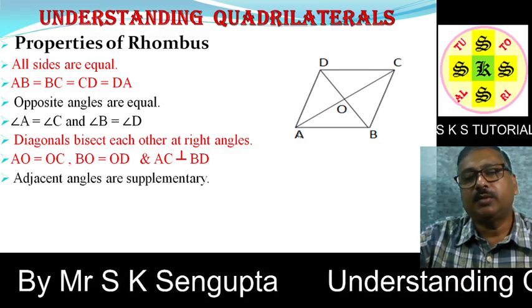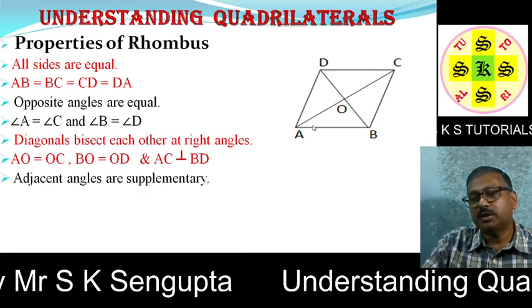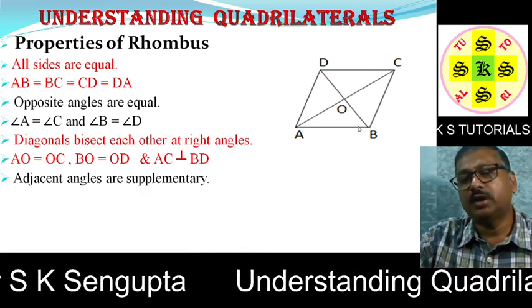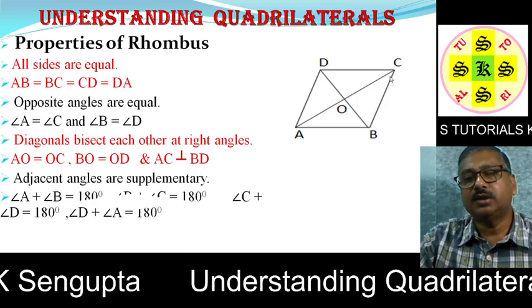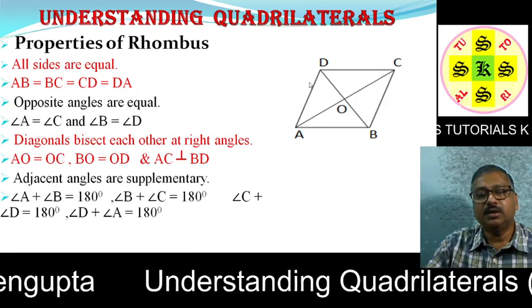Adjacent angles are supplementary, that is, as in a parallelogram, satisfied. Angle A plus B equals 180 degrees. Similarly, angle B plus C is 180 degrees and angle C plus D is 180 degrees.